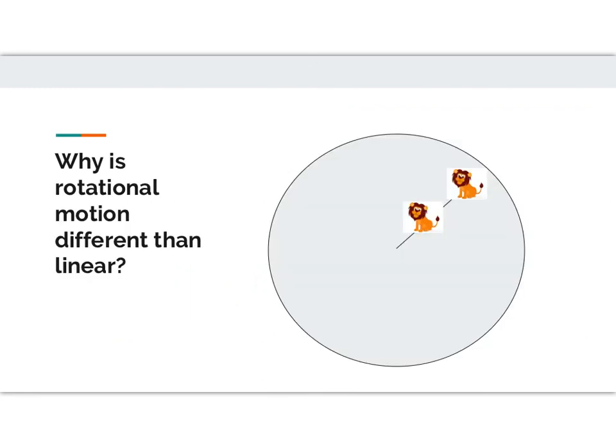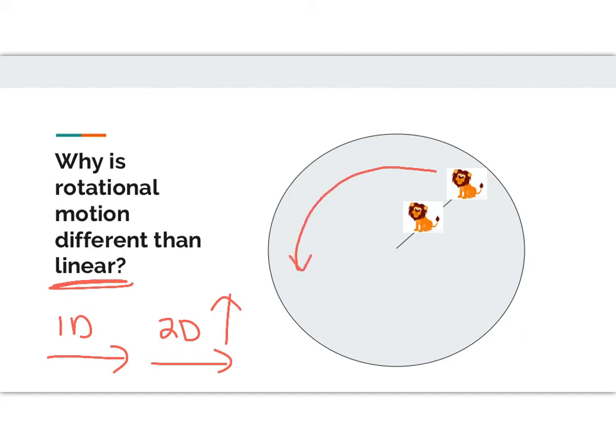Now, rotational motion is different than linear motion. When I say linear motion, I'm talking about what we did in Unit 1. So this is basic 1D and 2D motion. If we look at this example, we have two lions that are revolving around this circle, okay? Now, when we're thinking about this, we may ask ourselves, how can we measure this in a more efficient way?